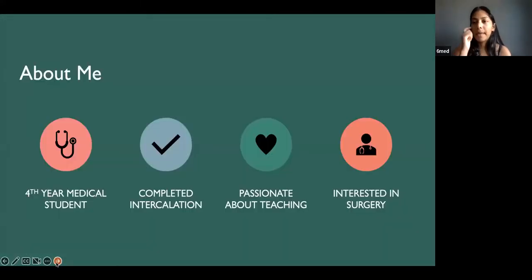So a little bit about me. I've done a few of these courses, so some of you might recognize me. I'm a fourth year medical student. I've just finished my intercalation year and I'm going back to my last 2 years at uni to finish medicine. I'm quite passionate about teaching, which is why I do these kinds of events, and my interest is in surgery at the moment.